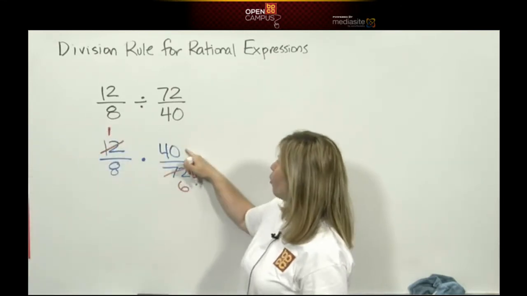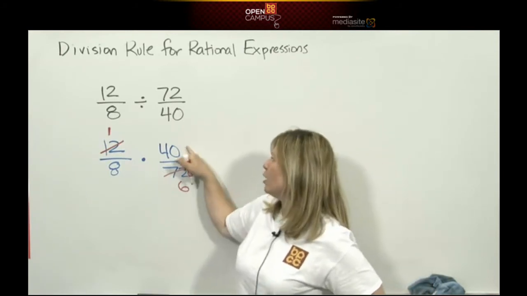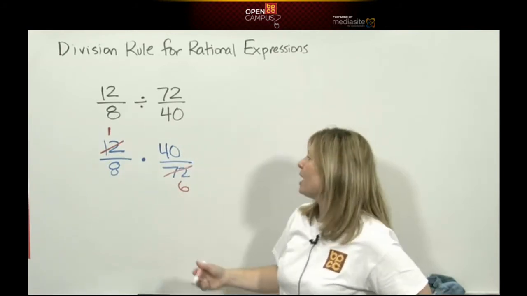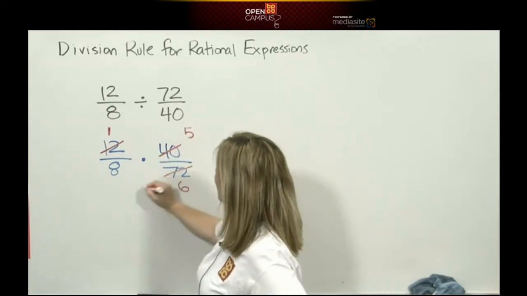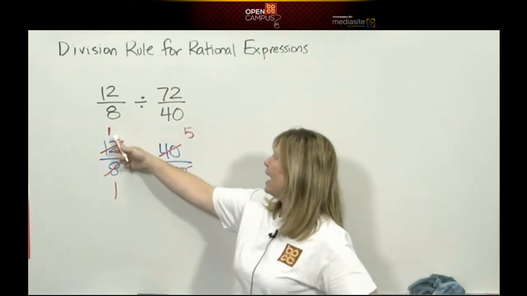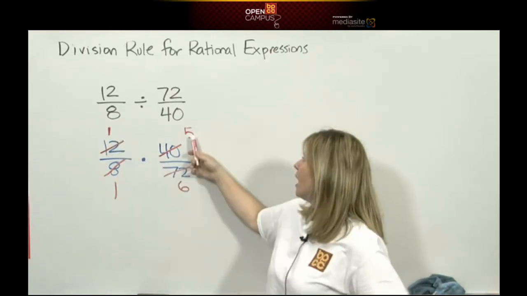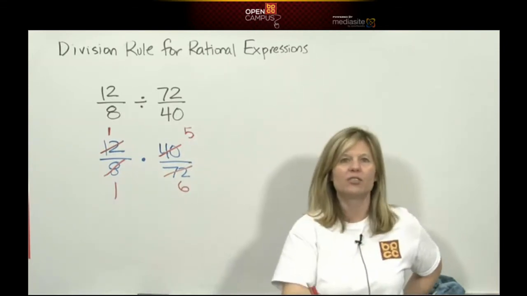All right, let's go to 40. Which number in the denominator can I reduce with 40? Well, I know 40 and 8 reduce. They both have a greatest common factor of 8. So 40 divided by 8 is 5. 8 divided by 8 is 1. Okay, that numerator is 1. It's in lowest terms. I have a 5 now. 5 cannot reduce with 6 or 1, so I know I'm done dividing.